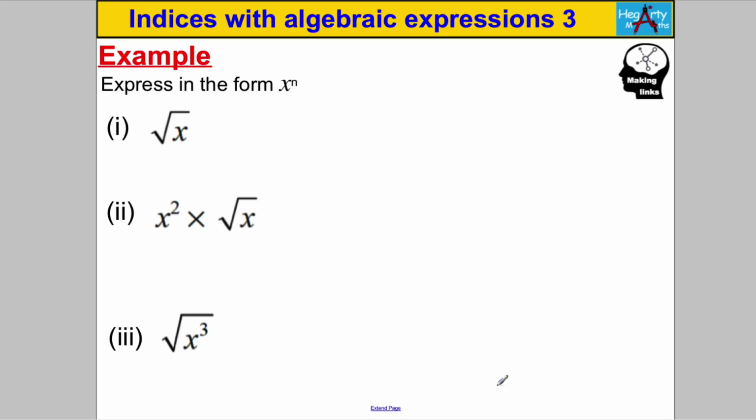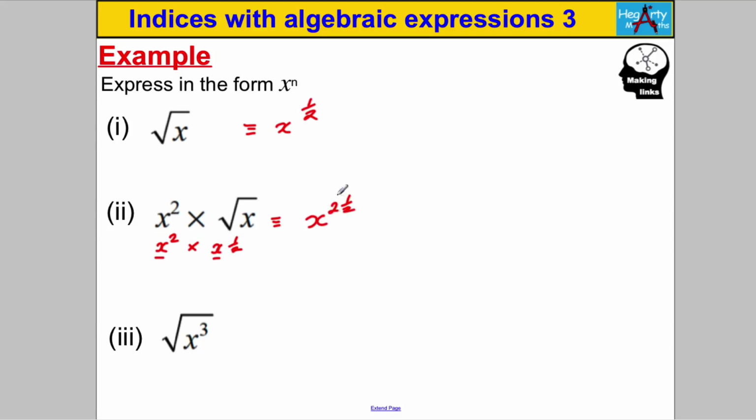Express the following in the form x to the power of n, where n is some number. Well, you should know the square root of x. Well, that's written as x to the power of a half. What about this? Well, this thing here is already x squared. We're multiplying it by x to the power of half. And when I multiply and the base number is the same, I can add the powers. So this is going to be x to the power of 2.5.